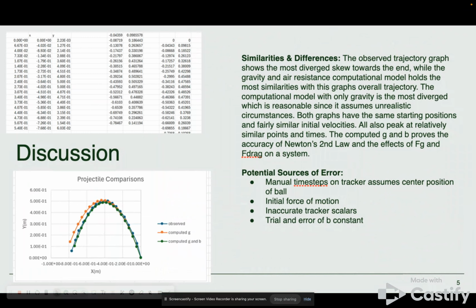The computed gravity and drag force model proves the accuracy of Newton's second law and the effects of gravity and drag on a system. Some potential sources of error were the manual time steps on the tracker, assuming the center position of the ball, its initial force of motion, inaccurate tracker scalars, and the trial and error of the B constant.